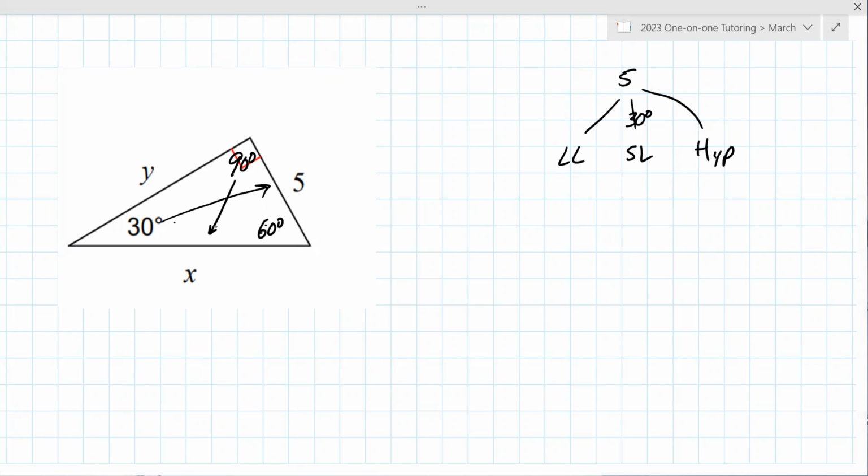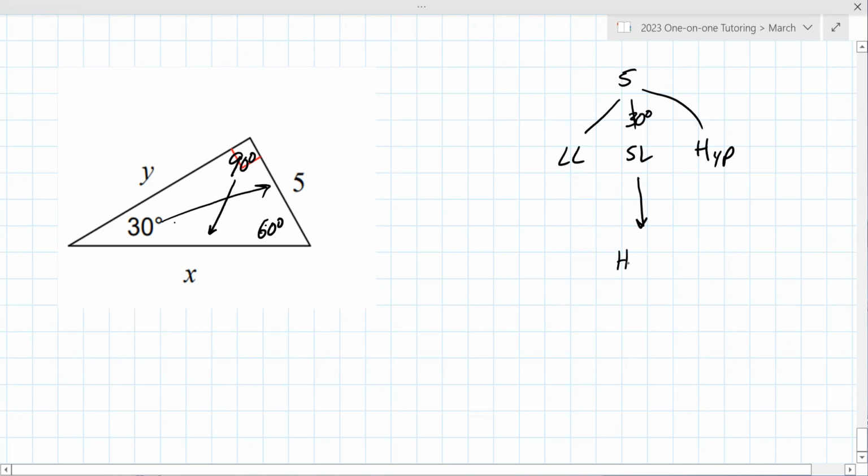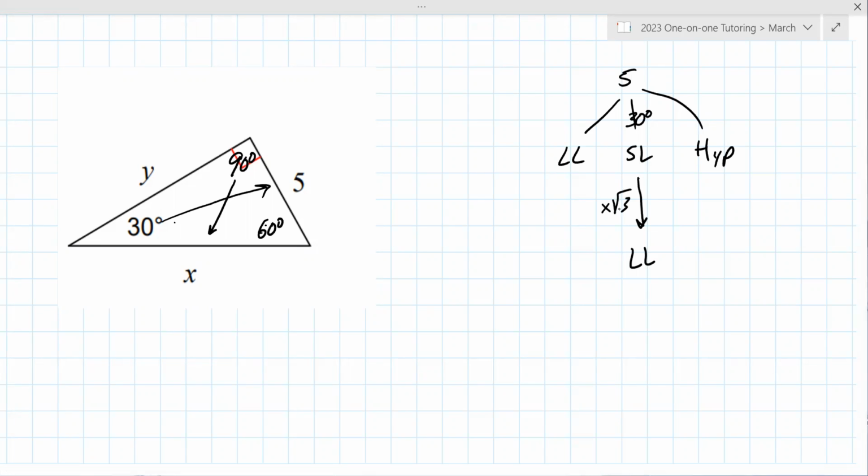Yeah. So in this scenario, you're given the short leg. What do you find next from the short leg? You multiply it by square root three. Well, what I'm trying to get you to tell me is hypotenuse or long leg. If you want to do long leg, that's fine. It really doesn't matter. Long leg is multiplied by the square root of three. So give me, say, y equals or x equals whatever. y equals five square root three.